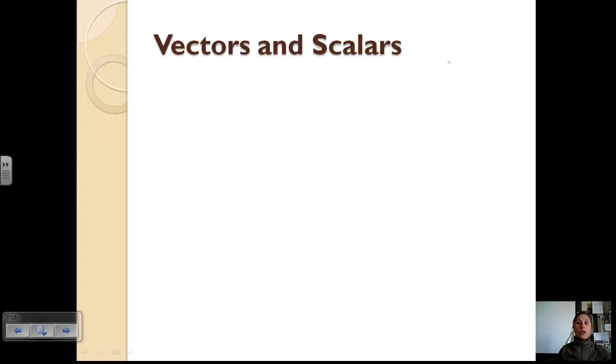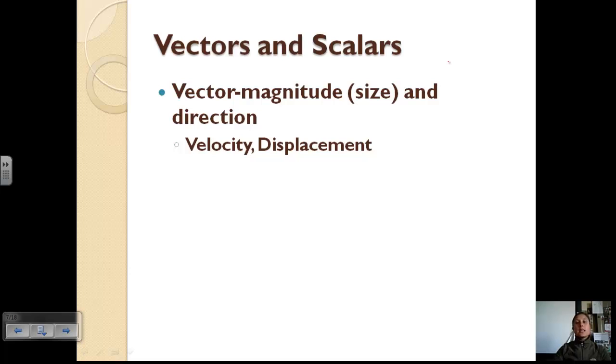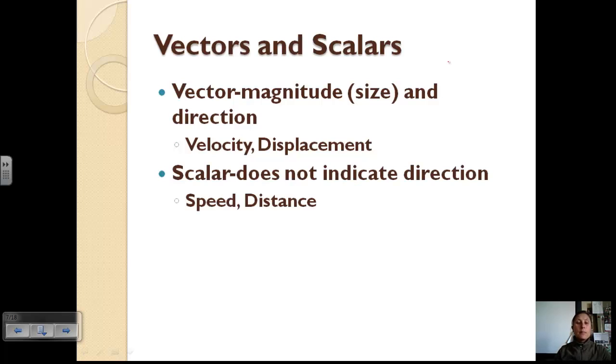Okay, so we drew an arrow on our graph, and we're going to be graphing motion. Well, there are kind of two types of arrows, or two types of things we can talk about here. So a vector involves the magnitude, or the amount, and the direction. Some examples of this would be velocity and displacement. The other type is a scalar. A scalar does not indicate direction. So this would be speed and distance.